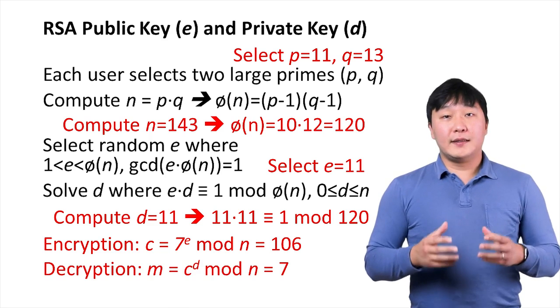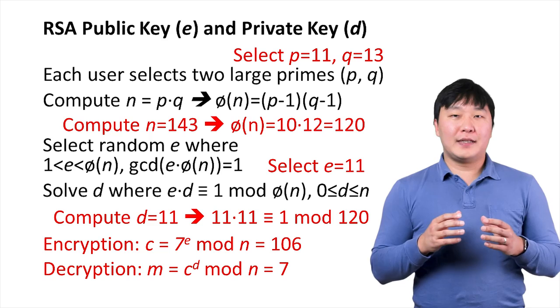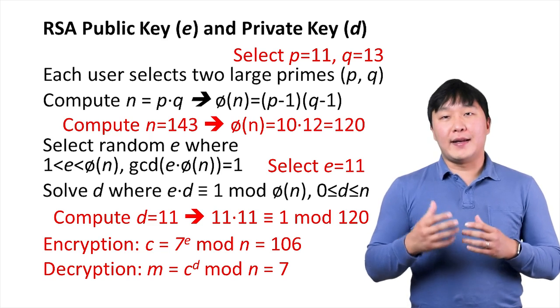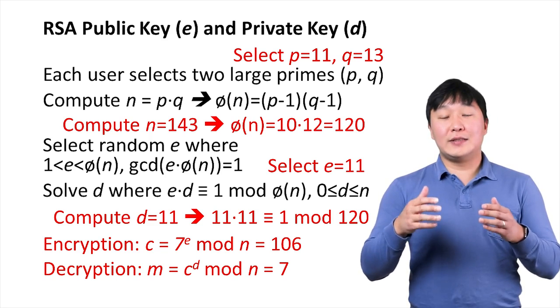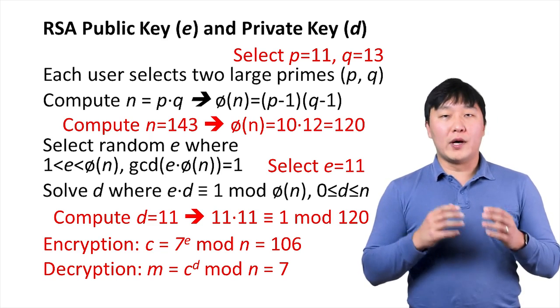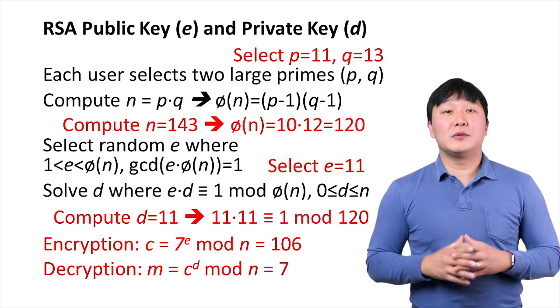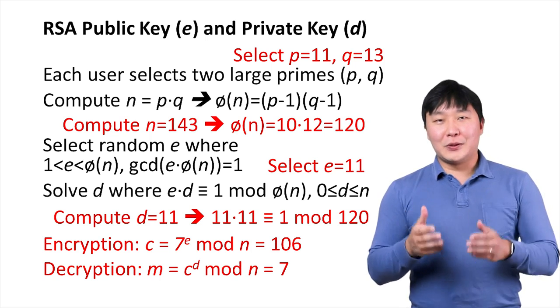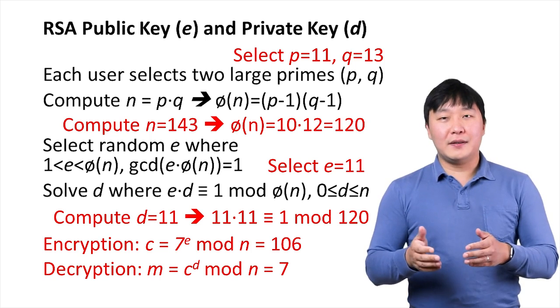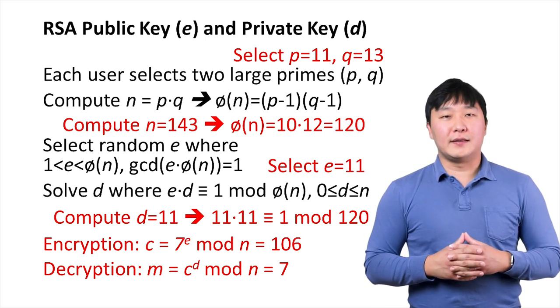The decryption takes the ciphertext C and applies the exponent d mod n. So m is equal to 106 to the 11th power mod 143, which is equal to 7. So the decryption yields the original message m is equal to 7, which was sent from the sender.